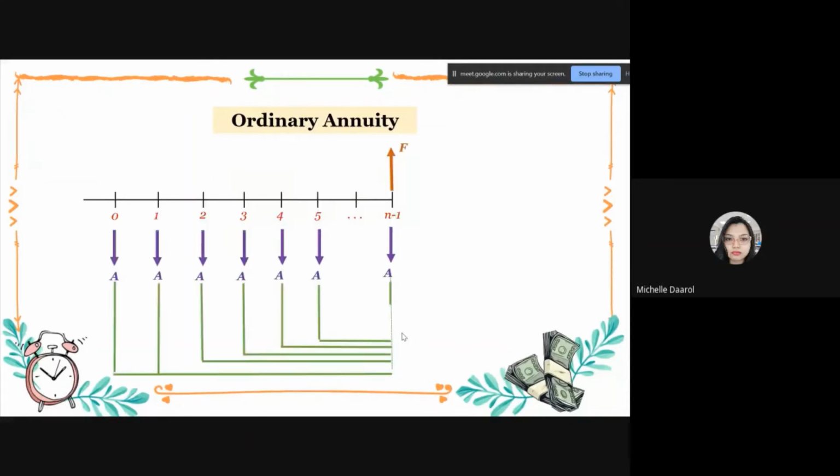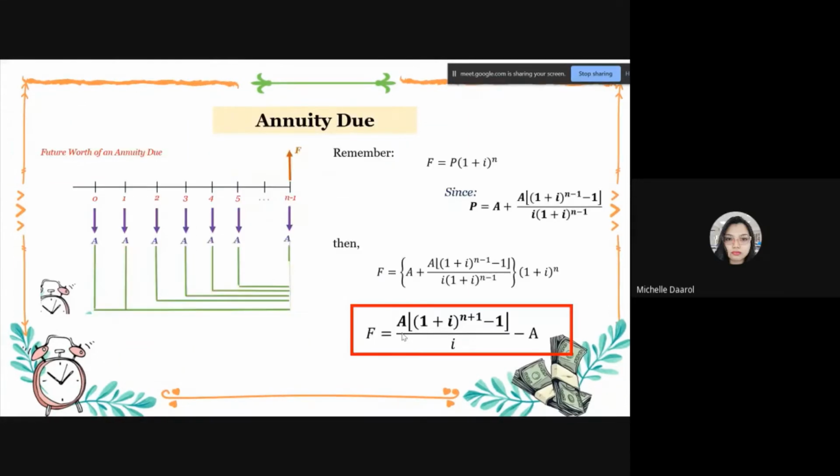So how about the future worth of an annuity due? Again, remember that the future worth is equal to the present worth of the money times 1 plus i raised to n. So even if you only memorize the present worth, you just multiply it by 1 plus i raised to n. That is all there is to it, and that can work from what you memorized.